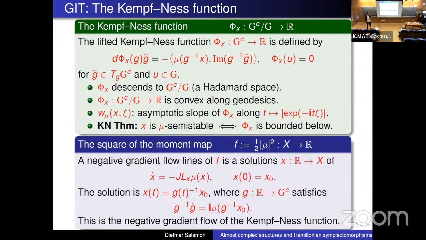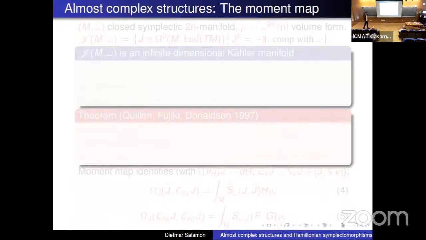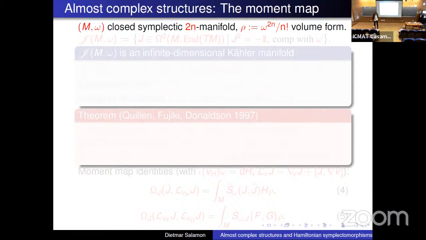So now the subject I want to go into is a certain specific infinite dimensional analog of this picture, where our Kähler manifold X is replaced by a certain infinite dimensional Kähler manifold. That subject arises from considering almost complex structures on a closed symplectic manifold. So let's fix a closed symplectic manifold M omega with a volume form rho, and consider the space of all almost complex structures that are compatible with omega.